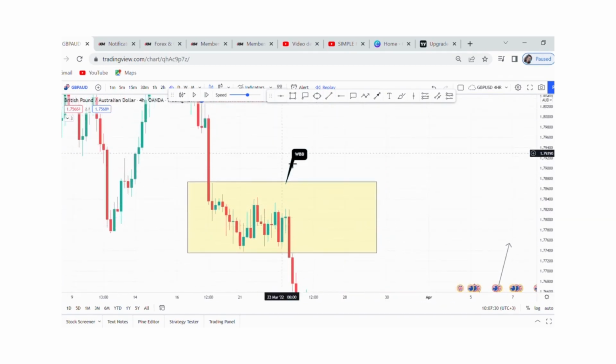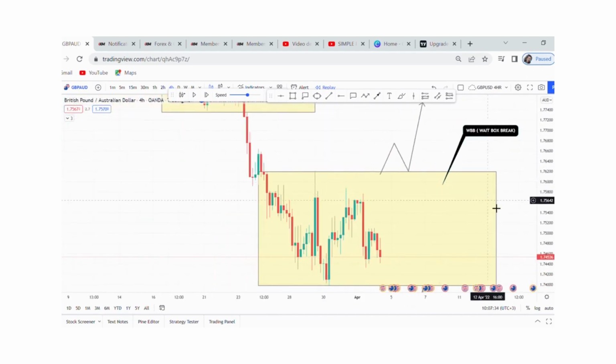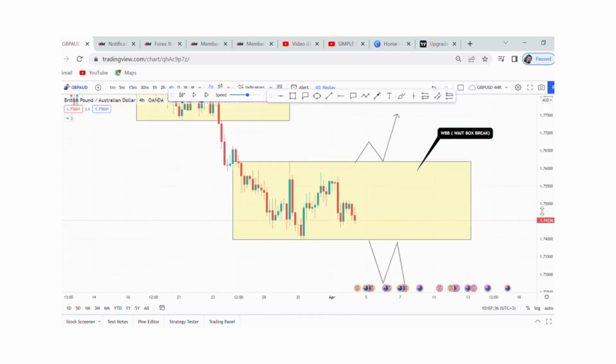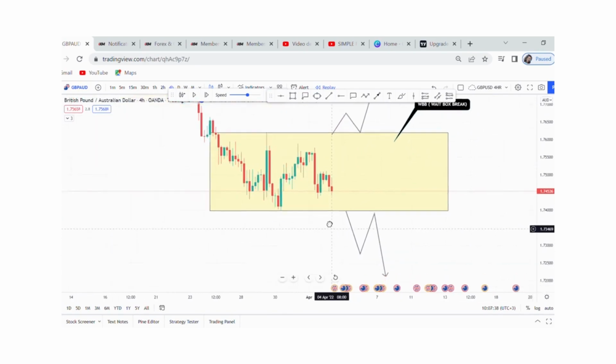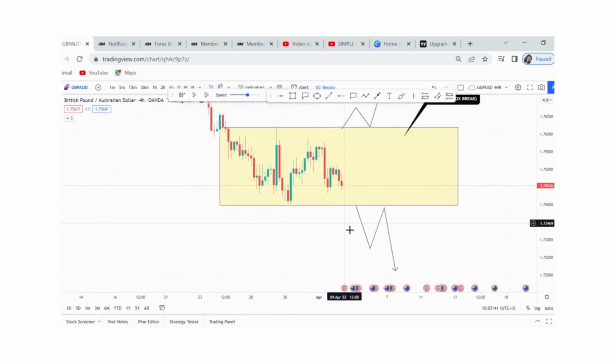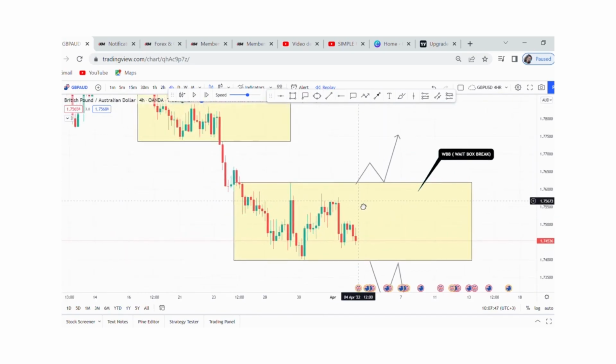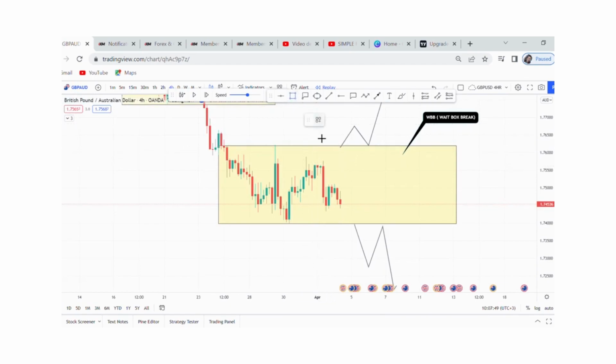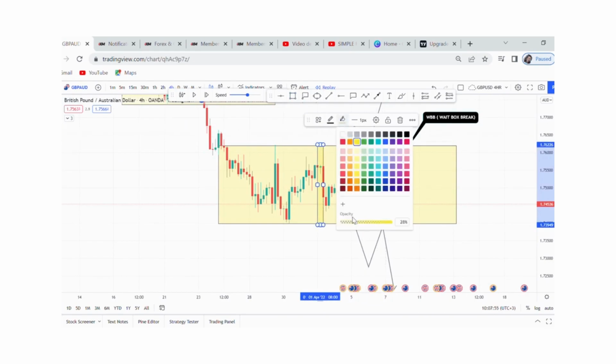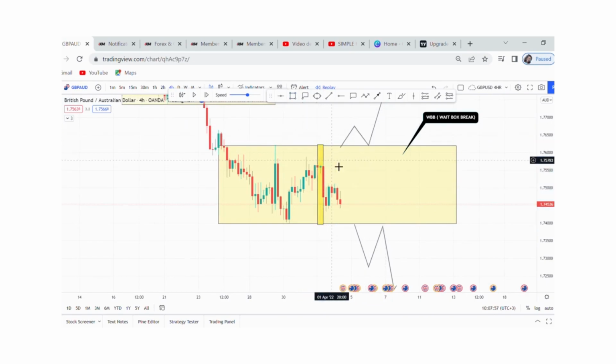So all we need to do is to know, if it breaks on the downside, where is our take profit? That's something that many people don't know, where to put their take profit. If it breaks on the upper side, where is your take profit? All you need to do is to measure the size of this box. So we will measure the size of that box. Guys, pay attention, because this is very, very helpful. So when you measure the size of that box, we will clone that box to go either side.